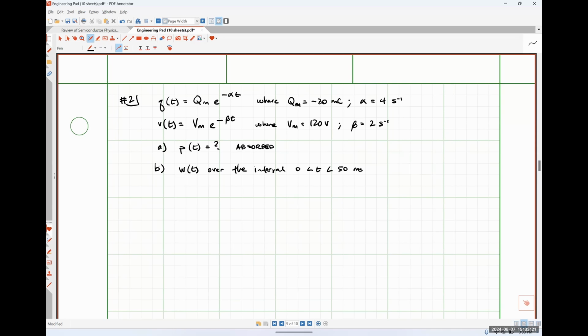Anybody have any thoughts about part A of this problem? Plug it in. So what are we plugging in? Your q into your equation, q sub m e to the negative alpha t. You plug in the q sub m and the alpha. So that's going to give us a charge at a particular point in time. How is that going to help us calculate power? Take the derivative. Absolutely right.